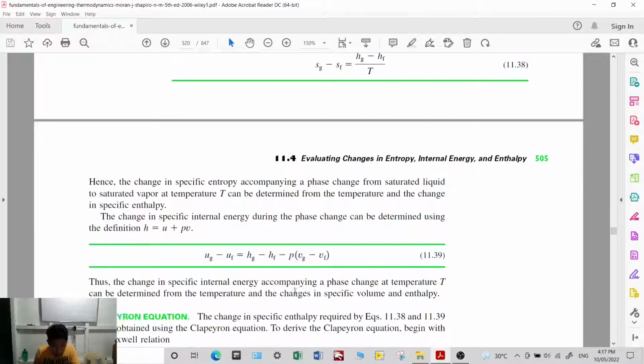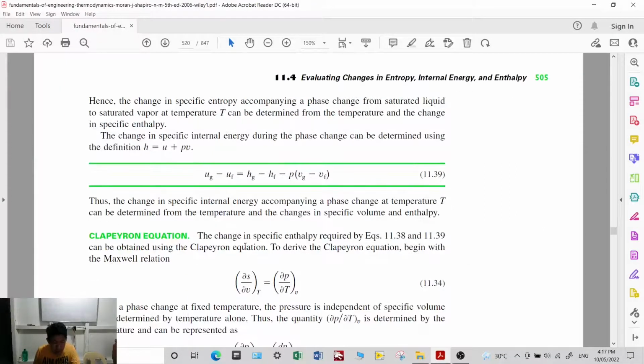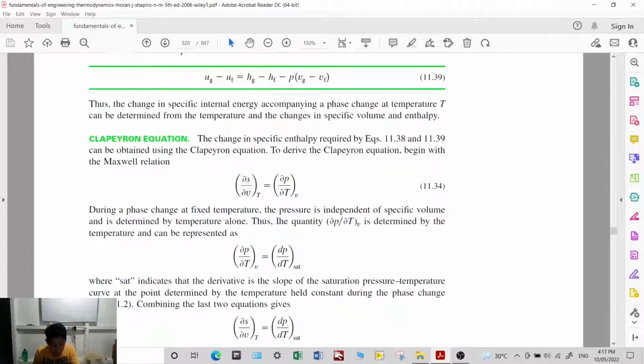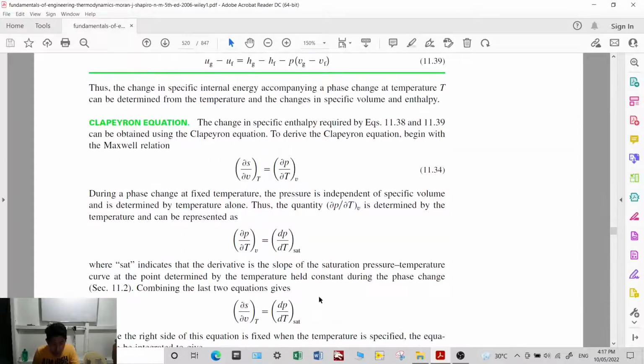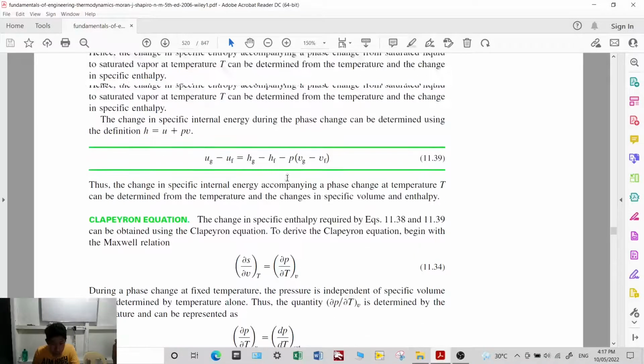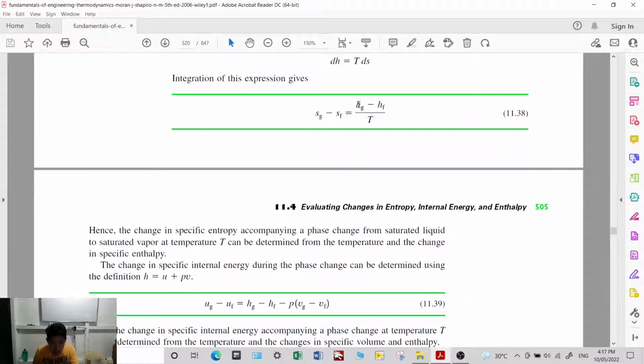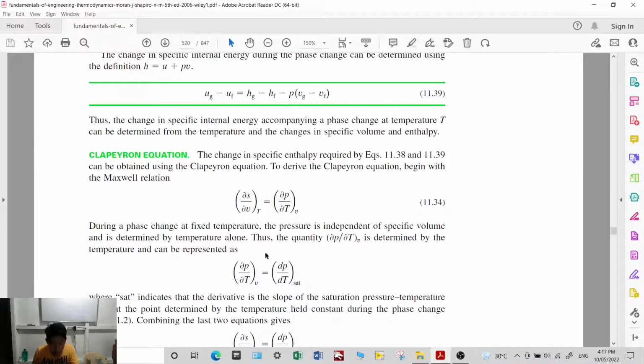So the change in specific enthalpy can be obtained using the Clapeyron equation. The Clapeyron equation is this one. By the way, what is common to entropy and internal energy is that they need this value, Hg minus Hf. So where will you get it? You will get it from the Clapeyron equation.